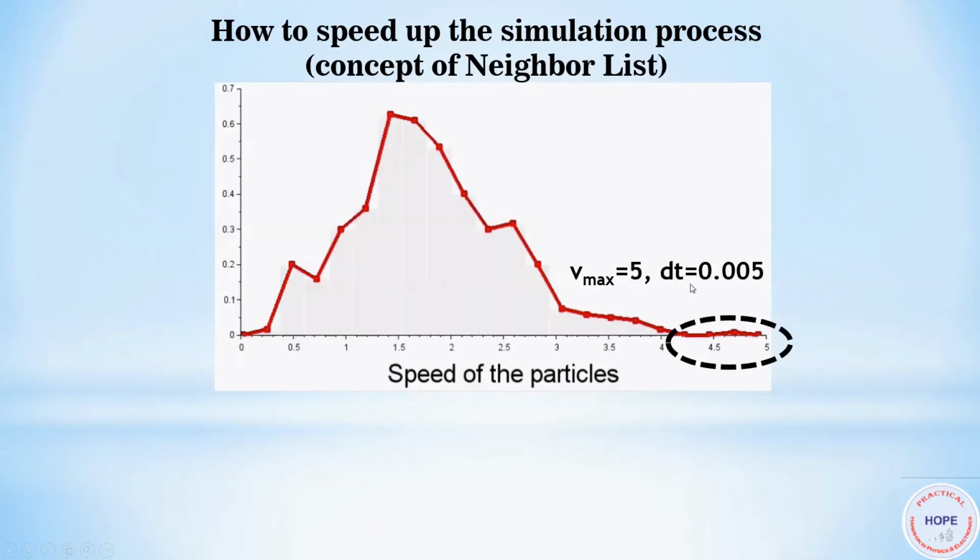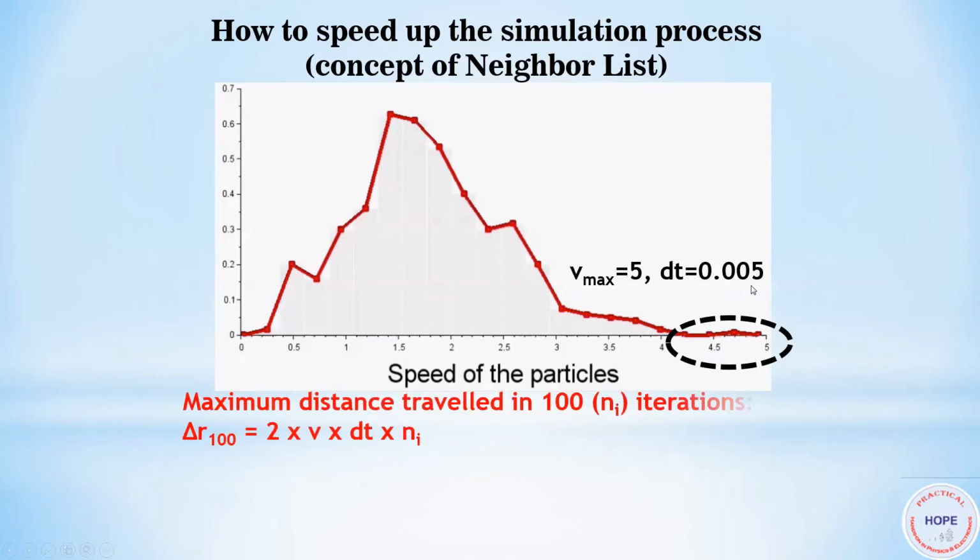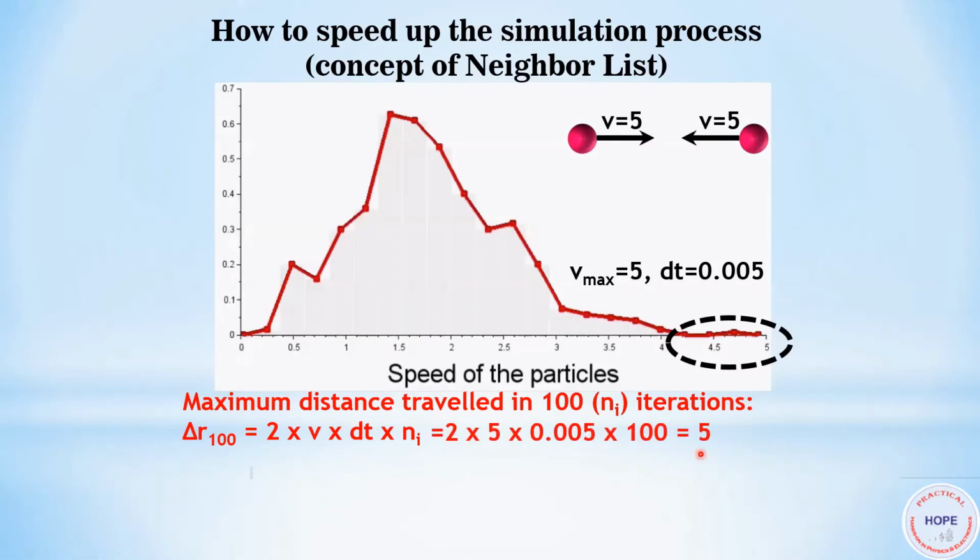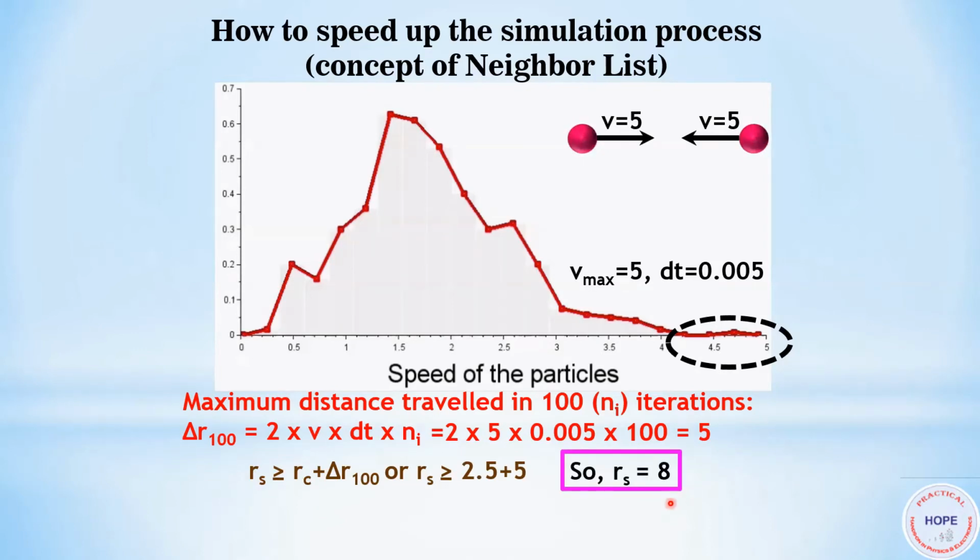dt has already been kept as 0.005. So the maximum distance traveled in 100 iterations, delta R, is equal to 2 V dt Ni. This factor of 2 is because the central particle is also moving. If two particles with velocities v move towards each other, then the relative velocity will be 2v. That's why there is this factor of 2. Let's put the value of v, dt and Ni. So delta R is 5. RS should be greater than RC plus delta R, so RS we are taking as 8.